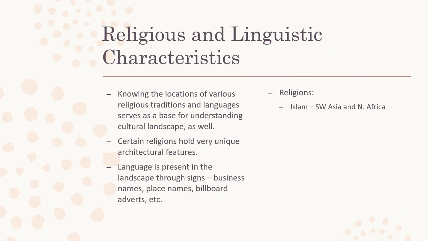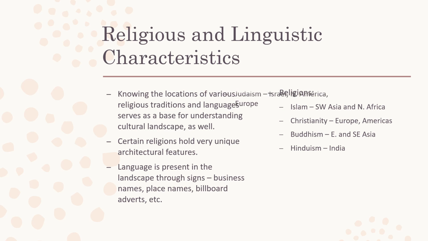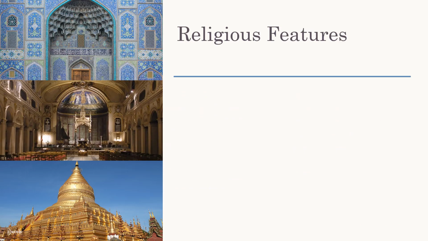So when we think about religions, Islam is prevalent in Southwest Asia and North Africa, and I'll go through each of these and talk about unique characteristics individually as well. Christianity prevalent in Europe and the Americas, and we can break those down into further denominations if we want to. Buddhism in East and Southeast Asia, Hinduism in India, and then Judaism in Israel, North America, and Europe.